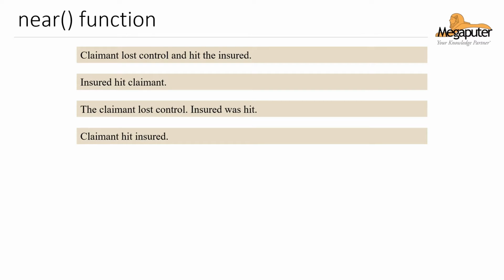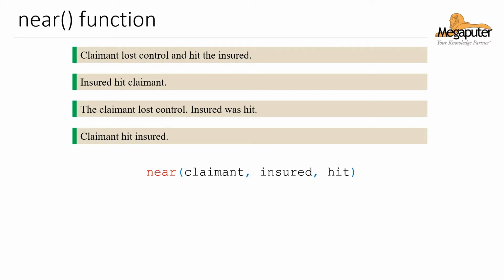Let's now look at what happens when we add another argument, since the near function can take multiple arguments. Consider these text records here, for example. Suppose we wish to match records where the insured and claimant are involved in an accident. So we're looking for records where the words claimant, insured, and hit appear near each other. All 4 records meet this condition, so we need to write an expression for matching all 4 records. So let's consider a near function with these 3 words as the function parameters.